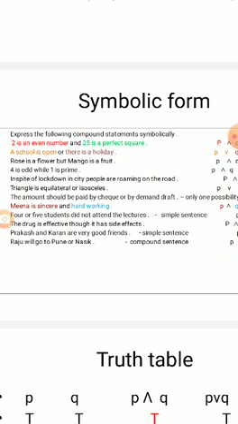Now it is understood that P and Q is same as Q and P. So order is not important. We can interchange P and Q.